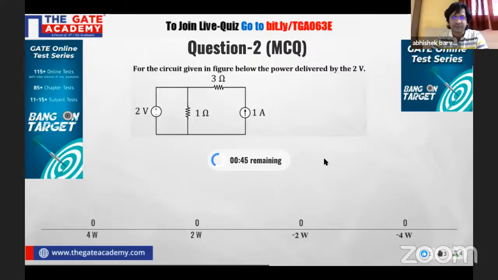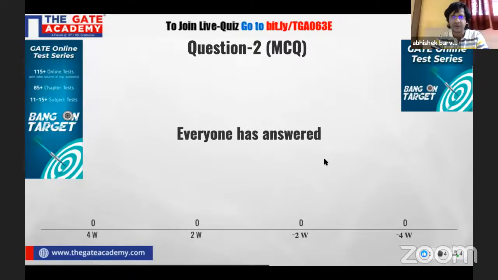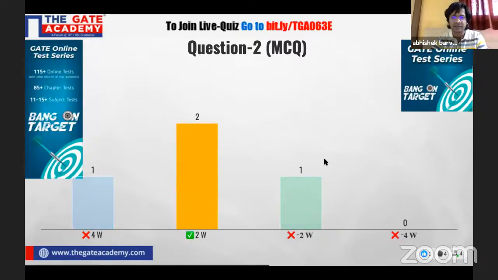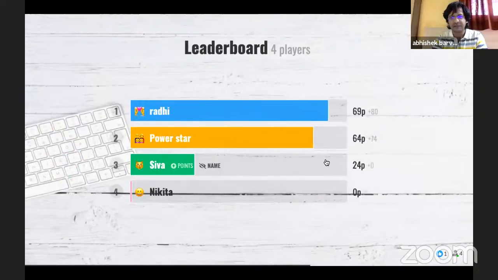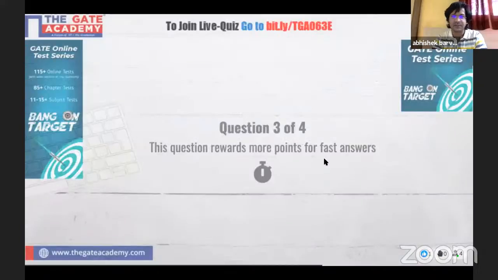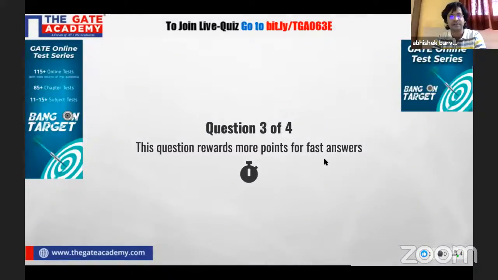Let me see who is going to answer my question here. Okay, so everyone has answered and everybody has got 2 watt. Oh, that's superb. That's superb. So everybody is in the competition now. I'm happy about it. Radhi, Power Star we have, and we have got Siva. Okay, so without wasting any time, I'm going to question number 3, which is the second last question of this quiz. Here we have the third question on the screen.